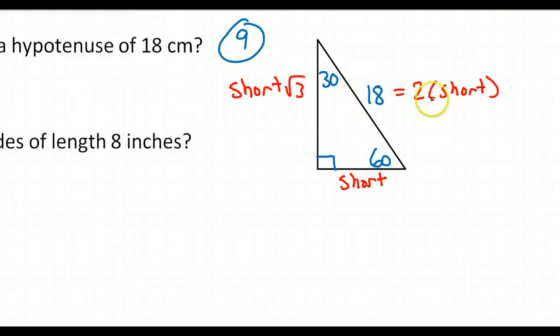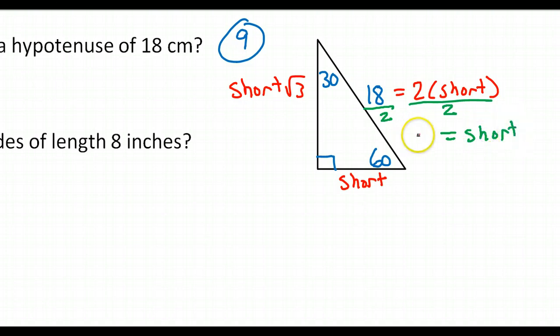So working with the 18 here, I could divide both sides by 2. And that's going to give me that the short leg is equal to 9. Alright, so once I know the short leg is 9, that means this is 9, and that means this is 9 radical 3.